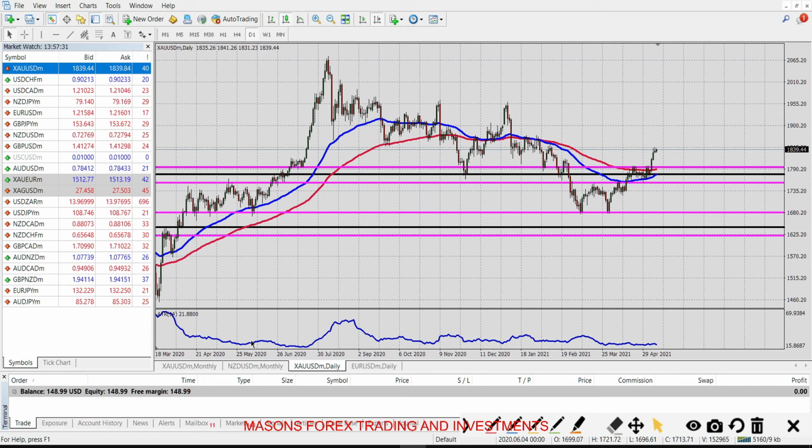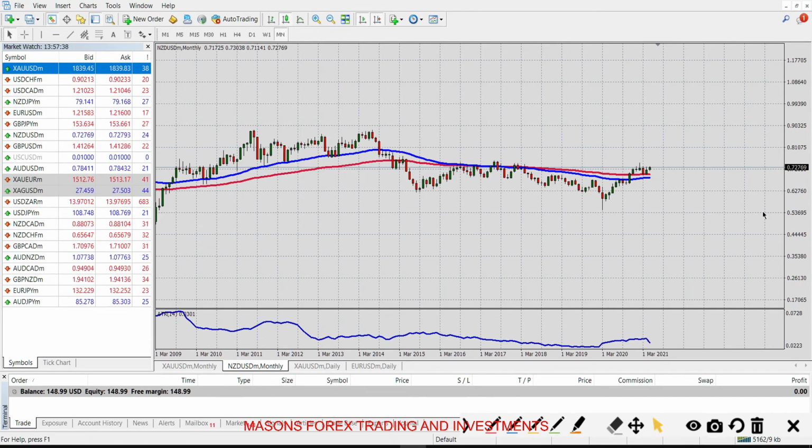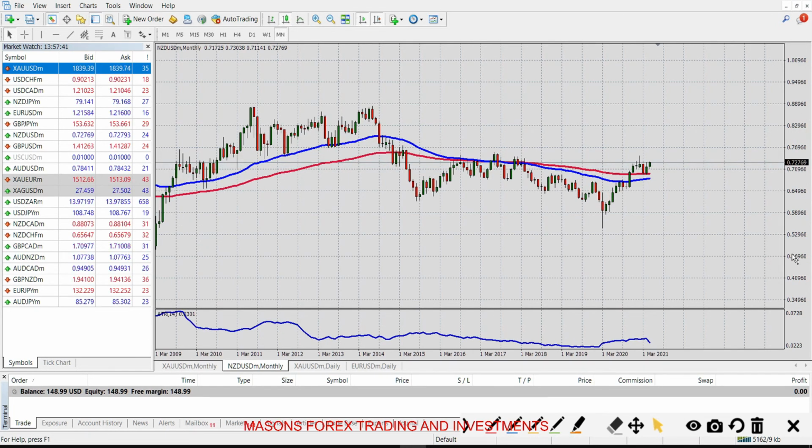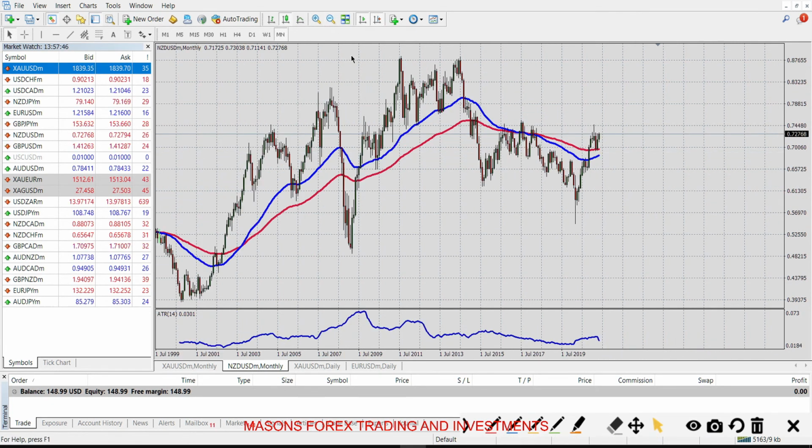Let us look at New Zealand Dollar USD. This is the monthly chart. A bit more tricky in my opinion. The reason is we come back from this point. You see we push down lower.